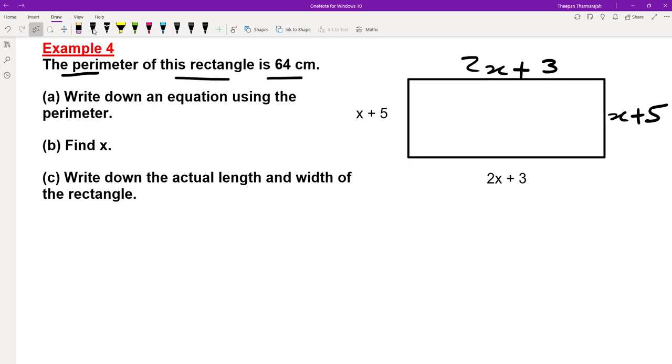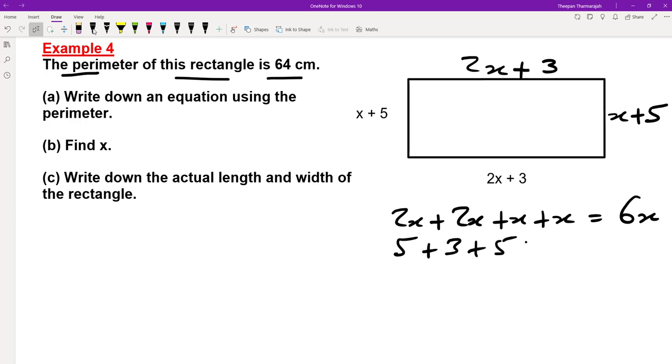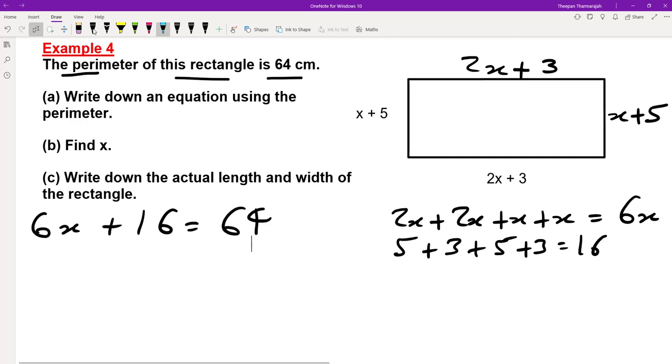So let's add the letters first. So we get 2x plus 2x plus x plus x. That will give me 6x in total. Then we're going to do 5 plus 3 plus 5 plus 3, which is going to be 16. So we can say that 6x plus 16 is equal to 64. That's my equation. Now we're going to solve for that.